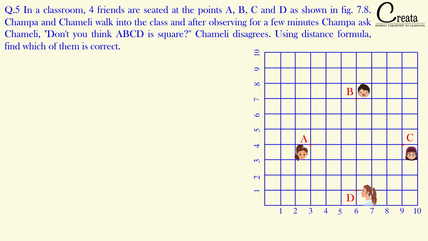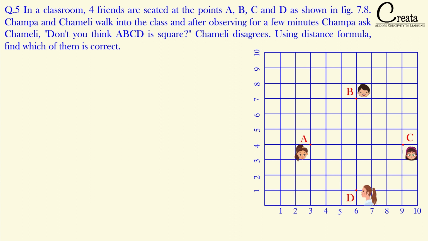So let's observe the question. A classroom is given in which 4 points are given, that is A, B, C, D. These are the sitting arrangement of 4 students. 4 students are sitting at the points A, B, C and D. These 4 points are shown on the coordinate plane.